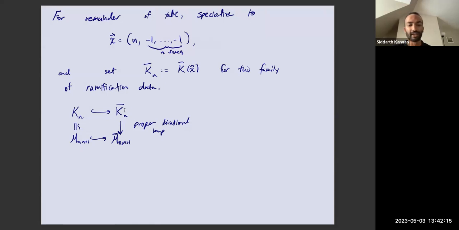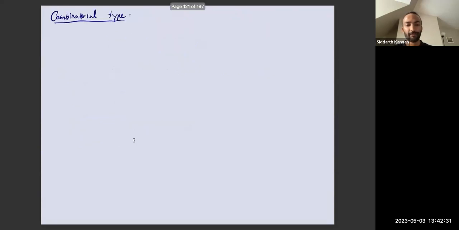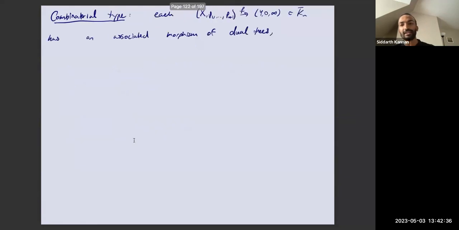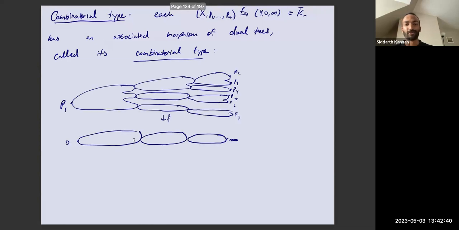And then K bar of n admits a map to M0,n+1 bar, which is a proper birational map. So it ends up being some iterated blow up of M0,n+1 bar. But it's not so important for the talk. So each of these maps in K bar of n has an associated morphism of dual trees.